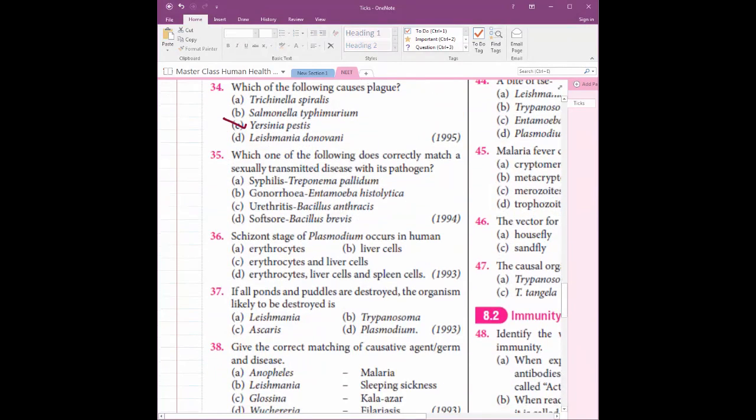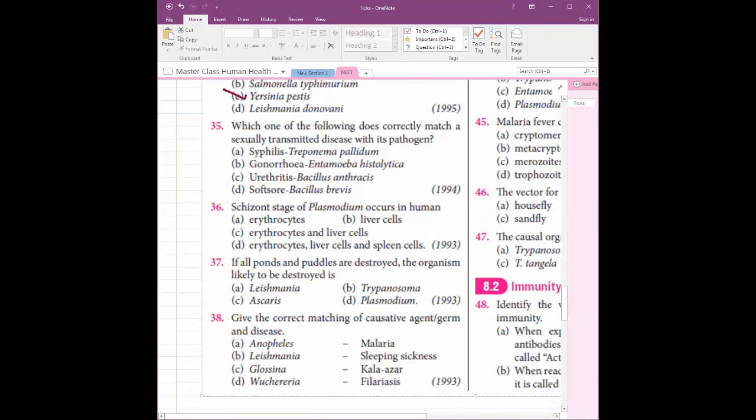Which of the following correctly matches a sexually transmitted disease with its pathogen? Now, guys, we are looking at sexually transmitted diseases. What do you think? Out of these, there are two sexually transmitted diseases, but only one of them is the right match. Mukta is right, Parnavi is right, Samiksha is right, Sneha Singh is right, Devang is right, Ashita is also right. Yes, guys, it is syphilis, Treponema pallidum. Gonorrhea is also a sexually transmitted disease, but who is the causative agent for gonorrhea? Anybody?